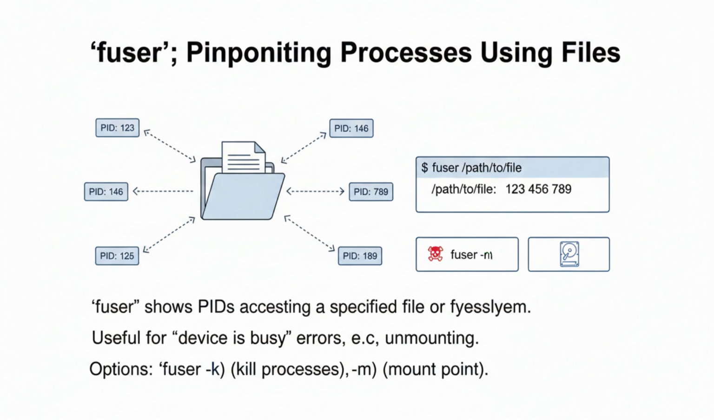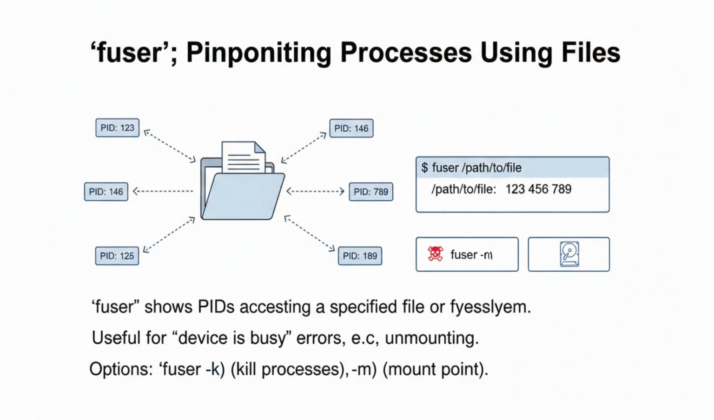While lsof tells you what files a process has open, fuser takes the opposite approach. It tells you which processes are using a specified file or file system. Fuser is especially handy when you're trying to perform an operation on a file or mount point, like unmounting a drive, and receive a device is busy error.